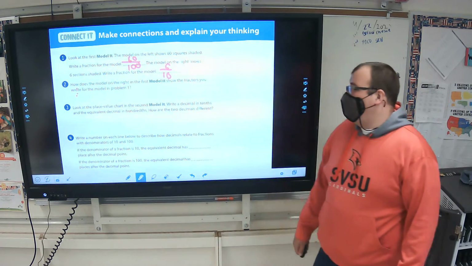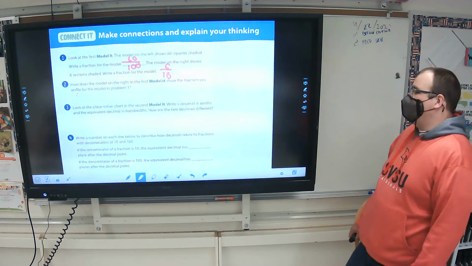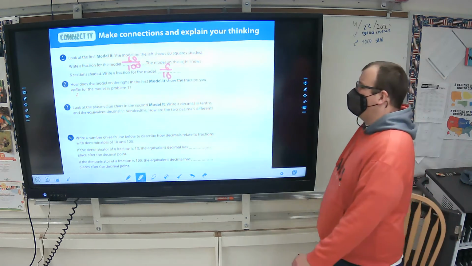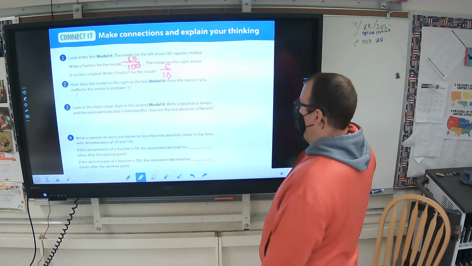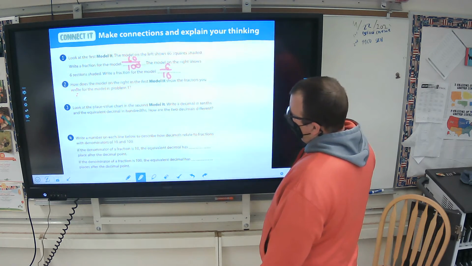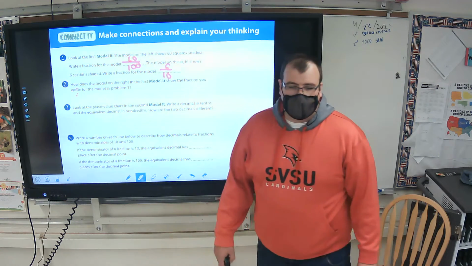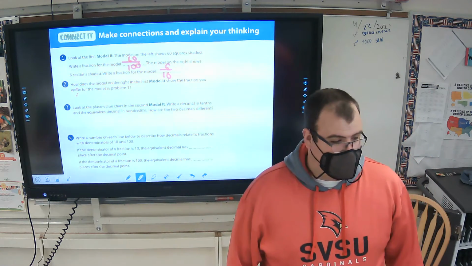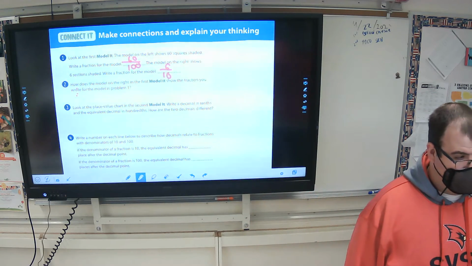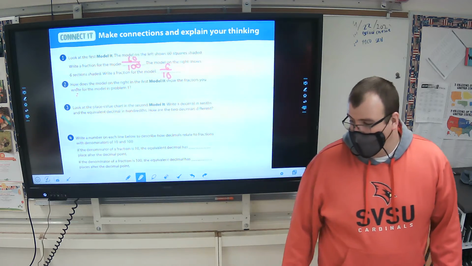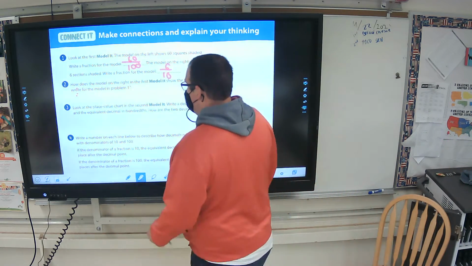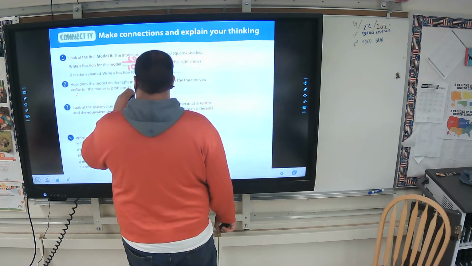How does the model on the right in the first model show you the fraction that you wrote for the model in problem 1? How does that model show 60 hundredths? Because it has 100 squares and 60 of them are shaded in.